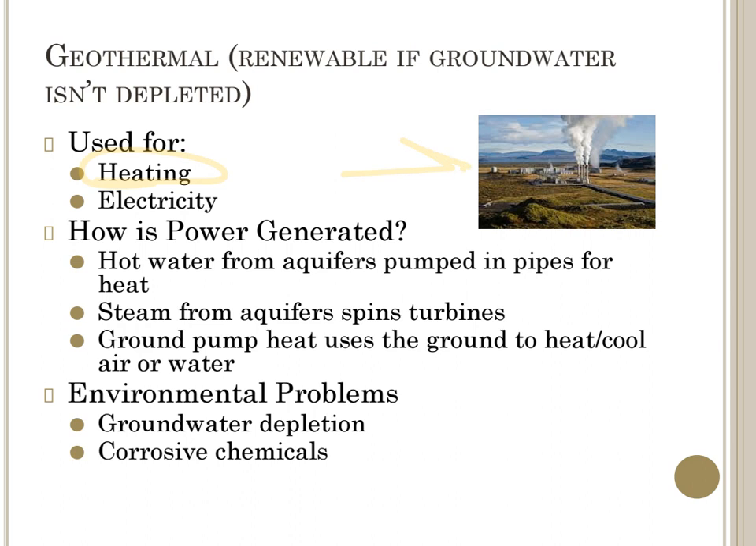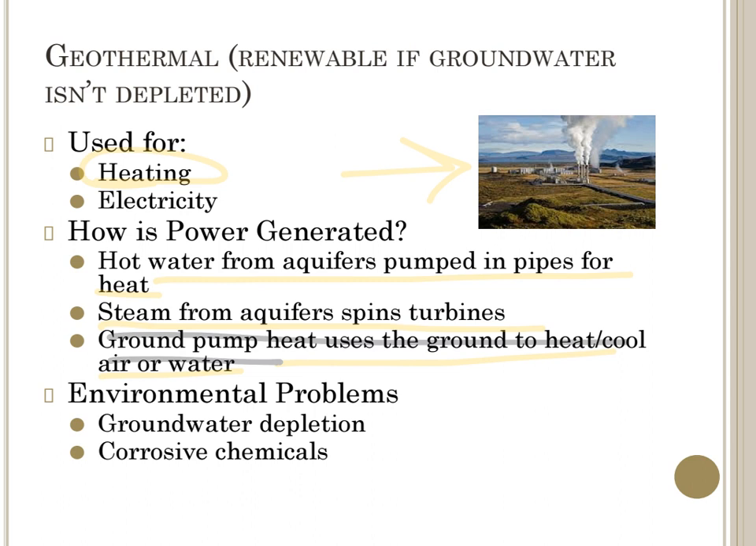In Iceland, they use a lot of it to generate electricity, which you can see there's a power plant in Iceland for geothermal. So the hot water from the aquifers is pumped in pipes for heat, or the steam from the aquifers spins turbines. And then we're going to talk about the ground source heat pump next. So you actually don't need to write this one right now. You can write that one in a minute.